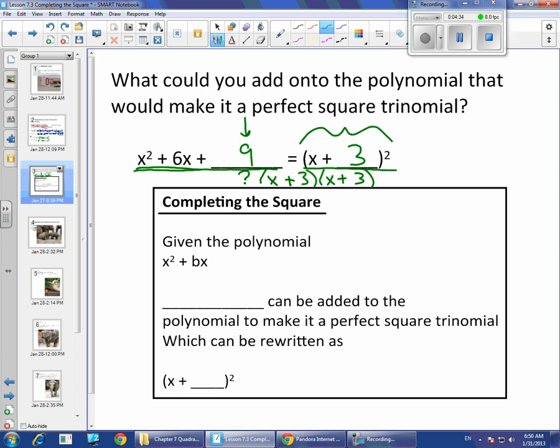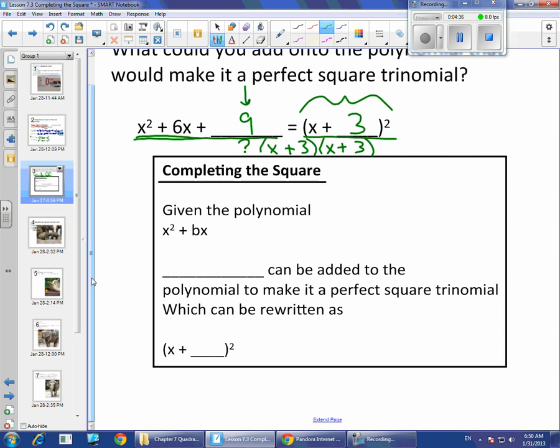So in general, let's summarize a little bit. Given this polynomial x squared plus bx, what are you going to add on? Well, notice what we did. We took that middle term, divided by 2, and then squared it, and that's what we added on. So I can take b over 2 and square it. That's what I add on.